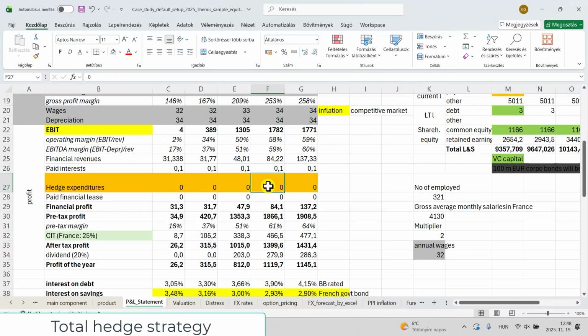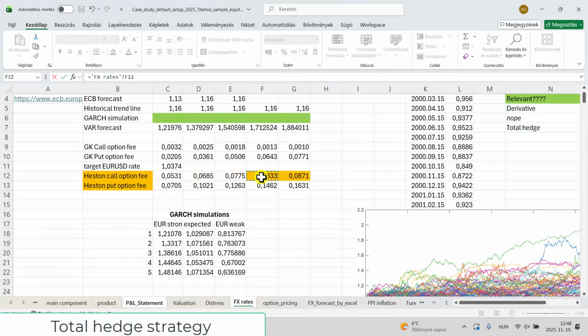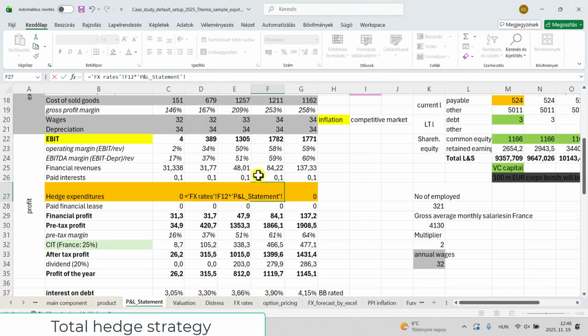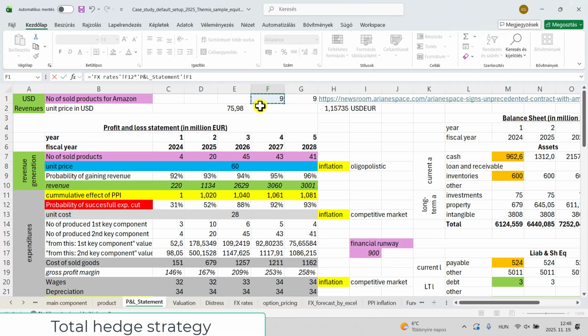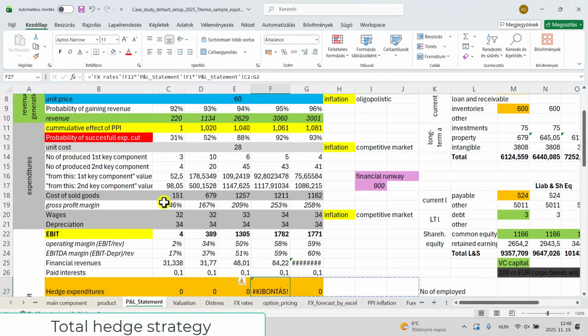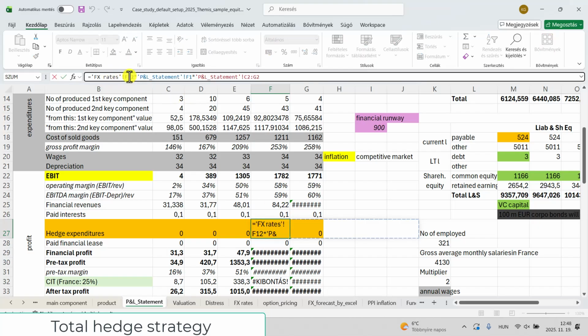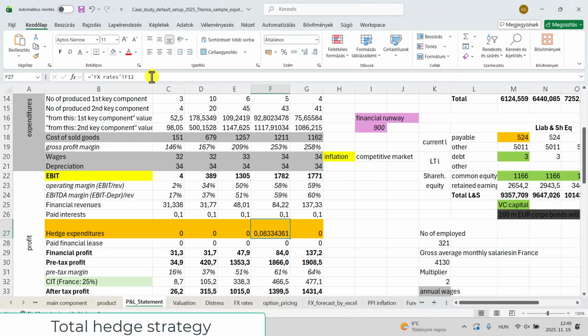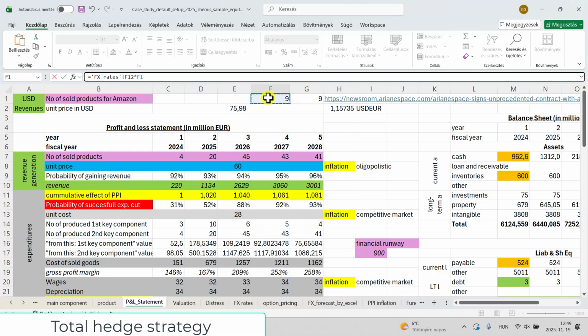So hedge expenditures. Then we have to take this number, this is the option fee, multiplied by 9 times this unit fee.